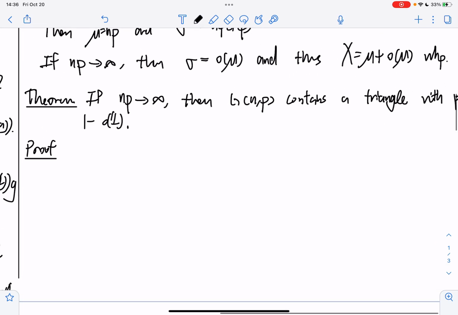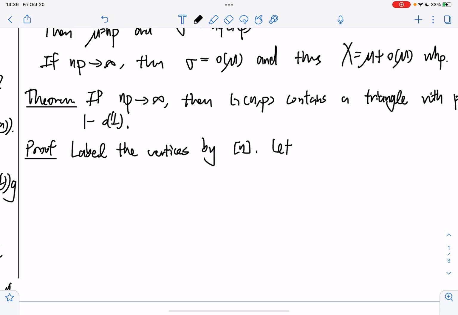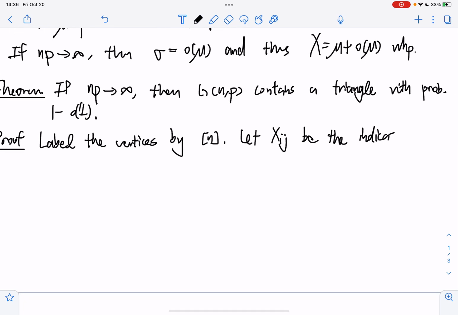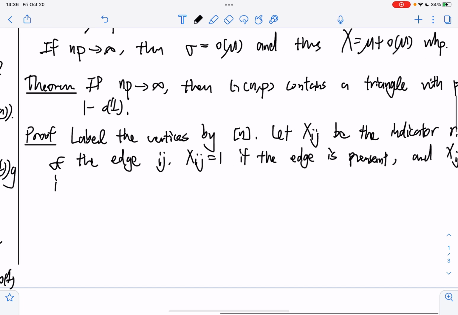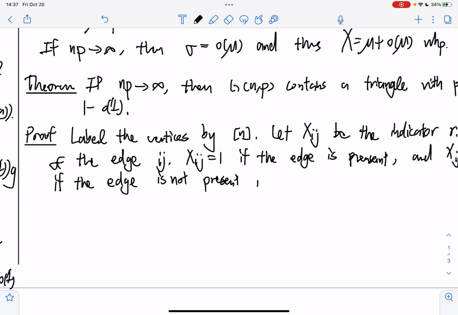First we label all the vertices one by one, from 1 to n. And we will let x sub ij be the indicator random variable of the edge ij. So x sub ij equals 1 if the edge is present, and 0 otherwise, if there is no edge, it's not present in the random graph.